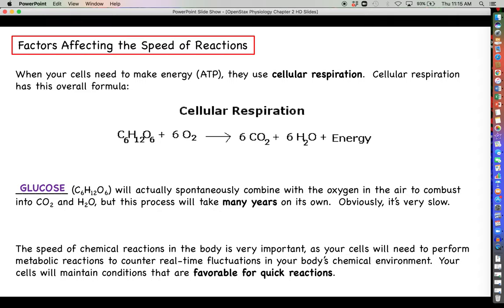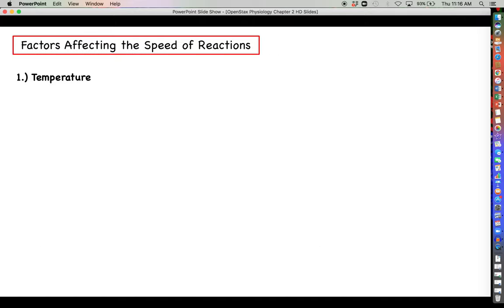We need them to happen quickly so that we can counter real-time fluctuations in our homeostasis, whether it's the concentration of this solute, the concentration of this metabolite, your blood pressure, or how much sugar is in the blood. Our cells need to be able to get these chemical reactions going in the right direction very quickly in response to stimuli that pop up just like that. So what we need to discuss is how cells put conditions in their favor to make these reactions as quick as they possibly can be. So let's talk about that.